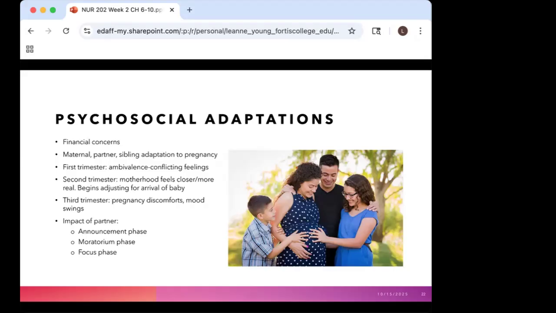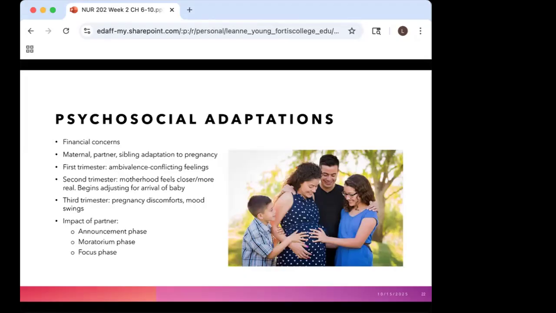So there are different phases that we're going to go through, each one. The announcement phase. This is accepting the biological fact of the pregnancy. A thing to note is that this can happen a lot later for a partner than it will for a mom, right? So a mom comes to dad and is like, hey, I'm pregnant. She's like 4 weeks pregnant. She found out as early as you can.